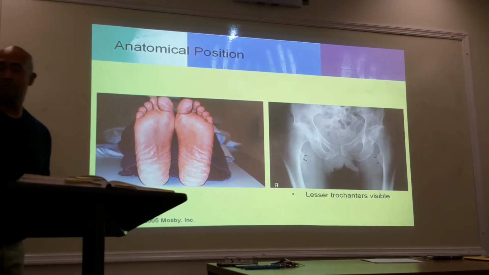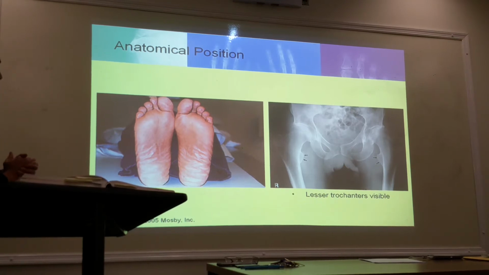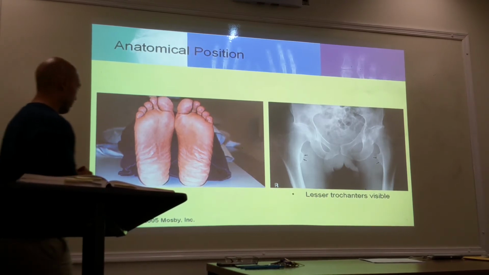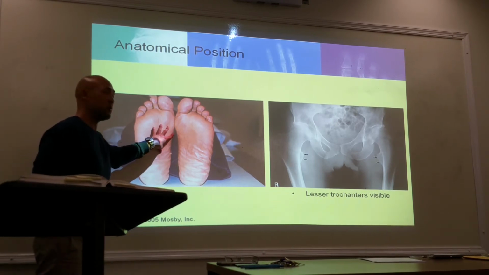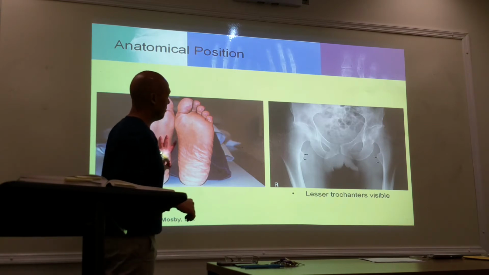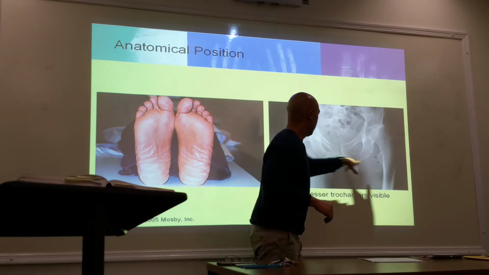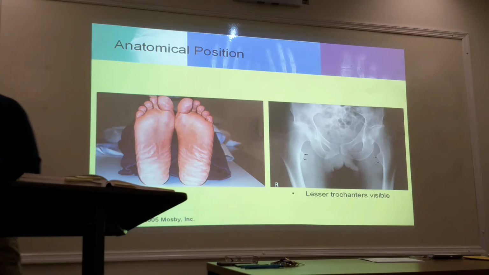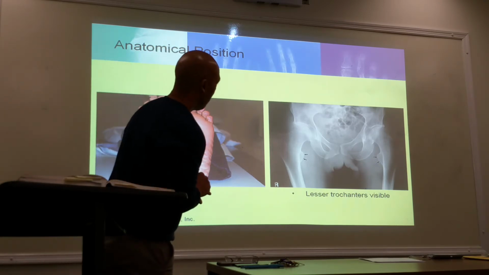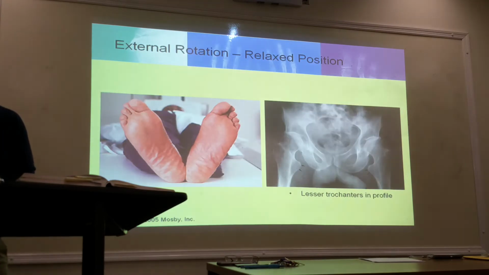Does it depend on how many degrees of rotation? It will, and I'll get to that in just a little bit, but that is a great question. So here we have true anatomical position. In a true anatomical position, the lesser trochanter is going to be well demonstrated. Male or female? Let's call it a female. Greater than 90 degrees, yes. It is a female.